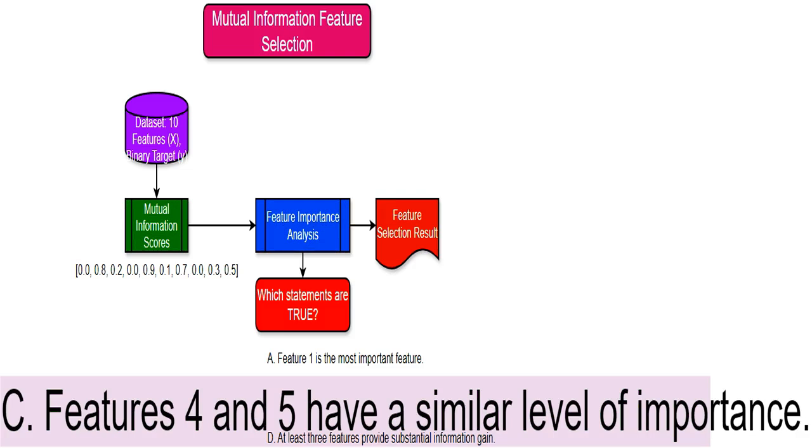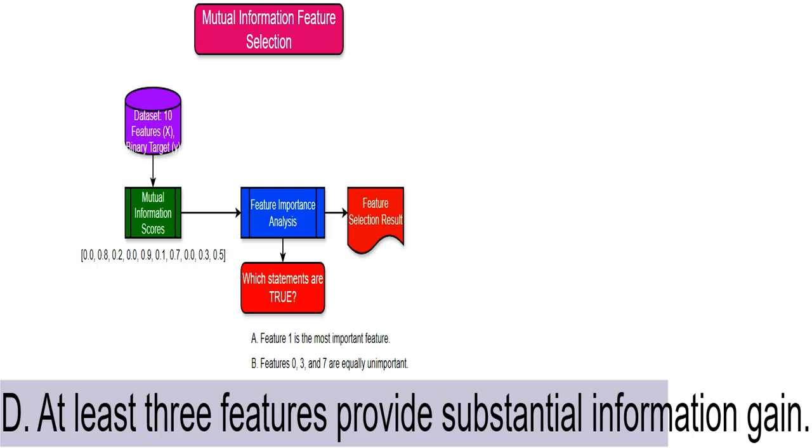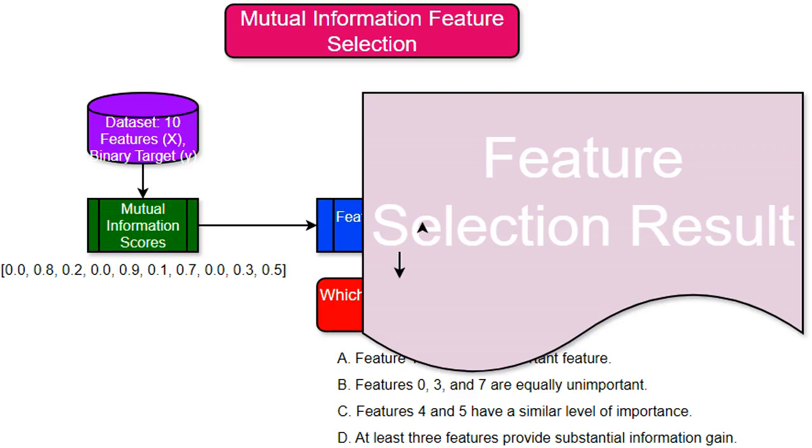This statement compares the importance of features 4 and 5. I need to compare their mutual information scores to see if they are similar. This statement asks if at least 3 features provide a significant amount of information that helps in classification. I'll examine the scores to see if at least 3 are above some reasonable threshold. This refers to the overall conclusion about which features should be selected for further analysis, after considering their mutual information scores. It summarizes my findings from the quiz.